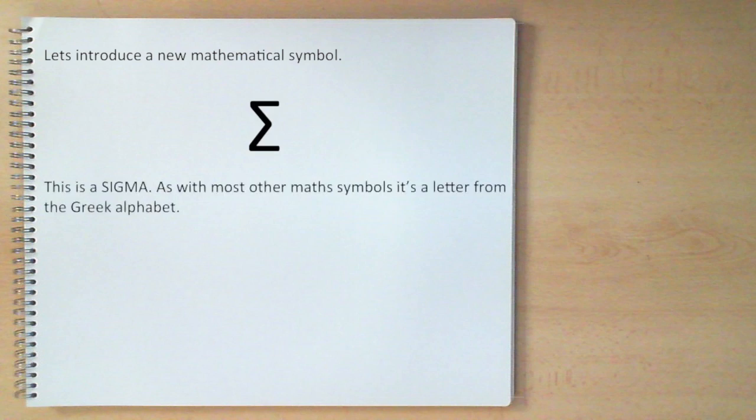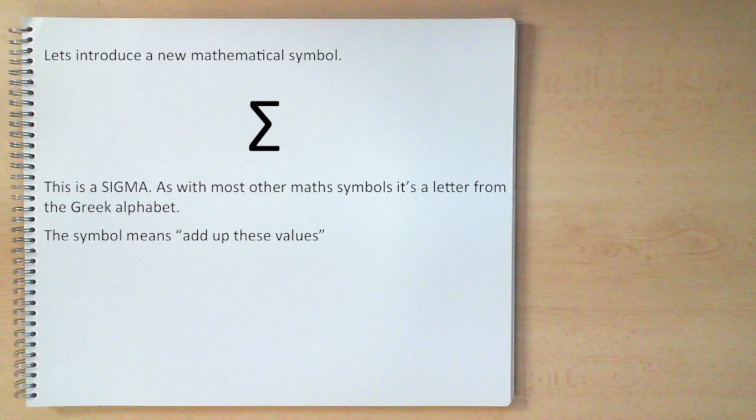We're going to look at a useful symbol now. It's a new symbol probably to you, although you may well have seen it on a spreadsheet formula bar. This is the symbol. Looks like an M on its side, but it's actually called sigma. It's a Greek letter, like most other math symbols. That's where they came from. And the symbol means add up all these values.